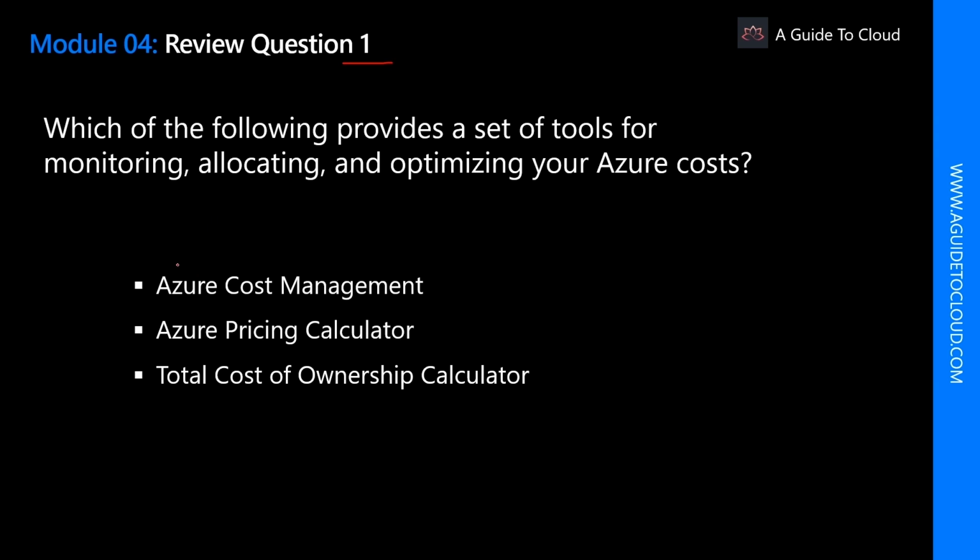Which of the following provides a set of tools for monitoring, allocating, and optimizing your Azure cost? So the key word here is you're looking for a set of tools which can do monitoring, allocating, and optimizing your Azure cost. Is it total cost of ownership? Definitely not. TCO will give you an estimate on the cost if you migrate from an on-premises data center to Azure.